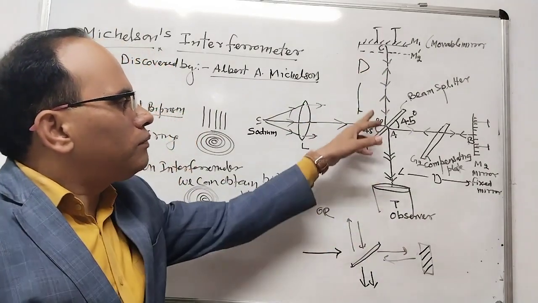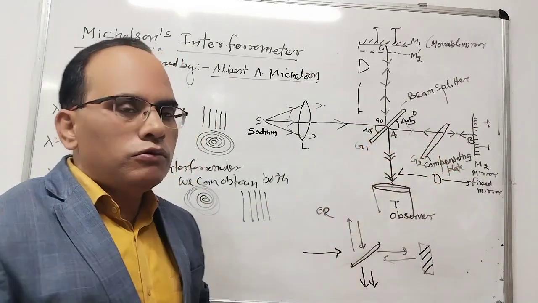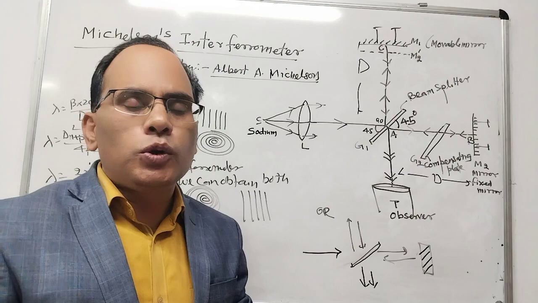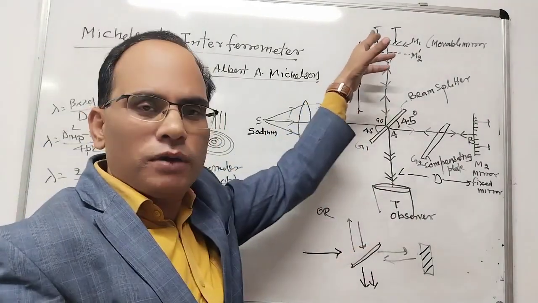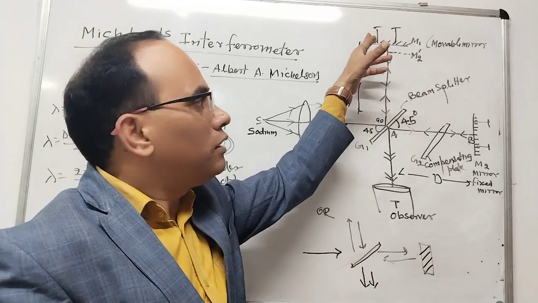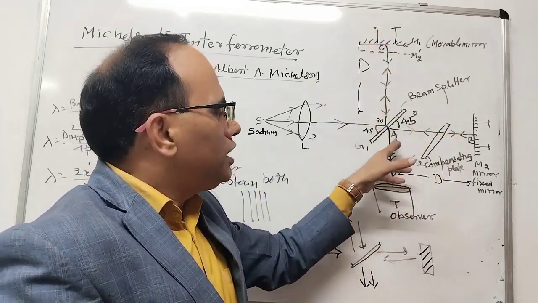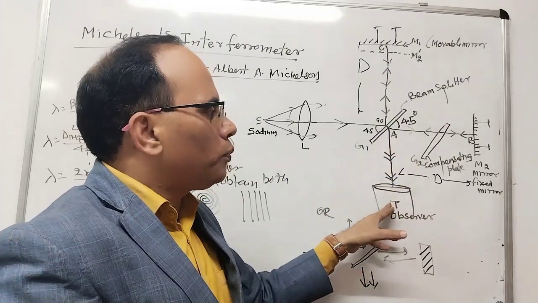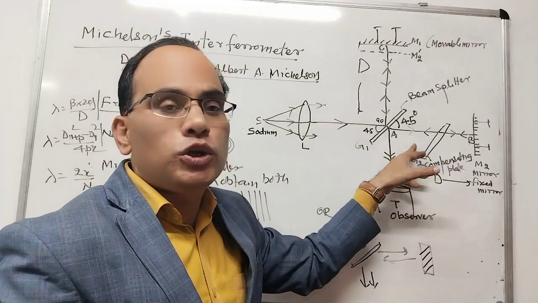The specialty of this plate is to divide the incoming beam into two parts, because they suffer back reflection from the mirrors M1 and M2. They recombine at the same point and come together in the telescope. Now one can ask the question, what is the role of this other plate G2?